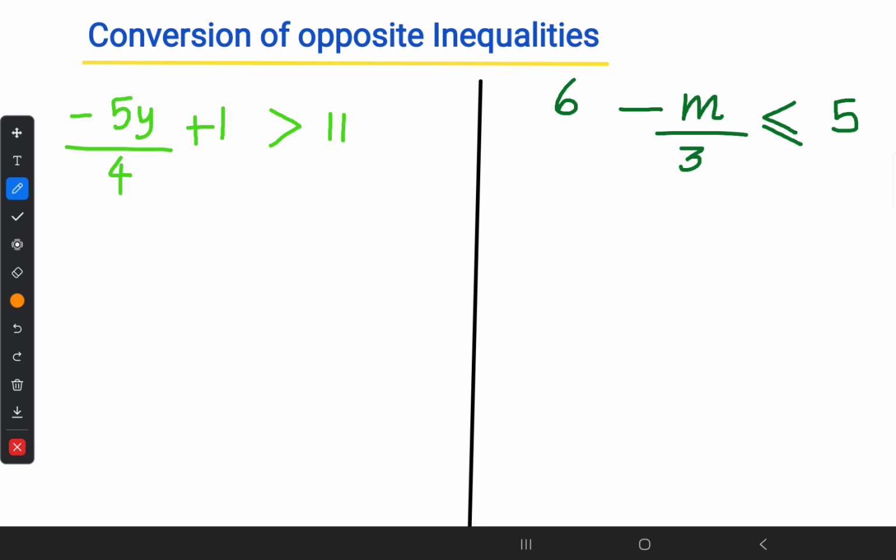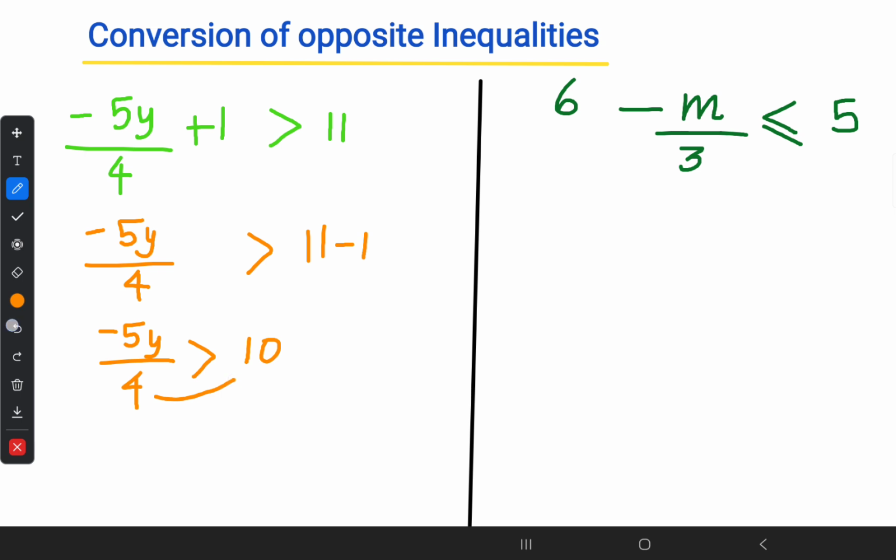So in the first question, just try to understand the direct relationship. y multiplied with negative 5 divided by 4, then added with 1. So you should bring the addition as a subtraction first. While doing this, there is no conversion of the direction of this inequality because this is just an addition or subtraction operation. Negative 5y upon 4 still remains greater than 10.